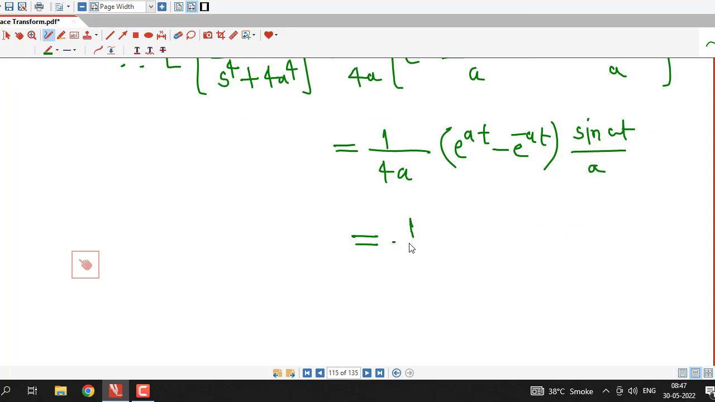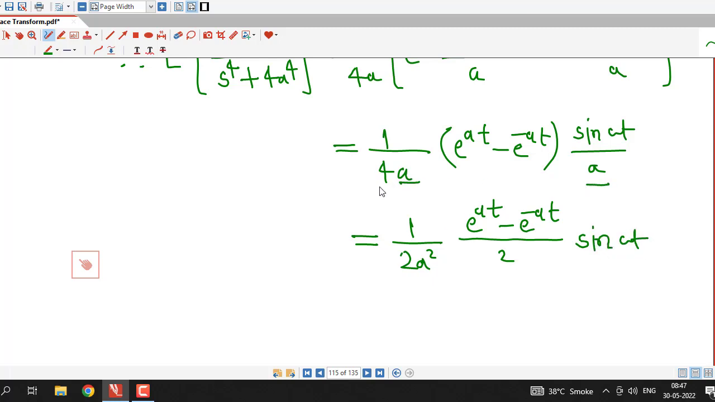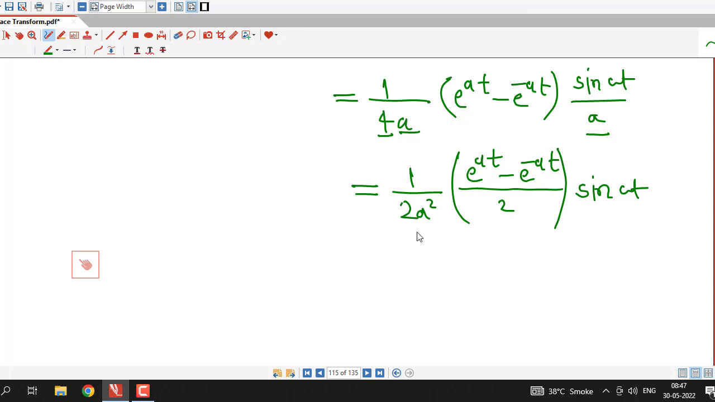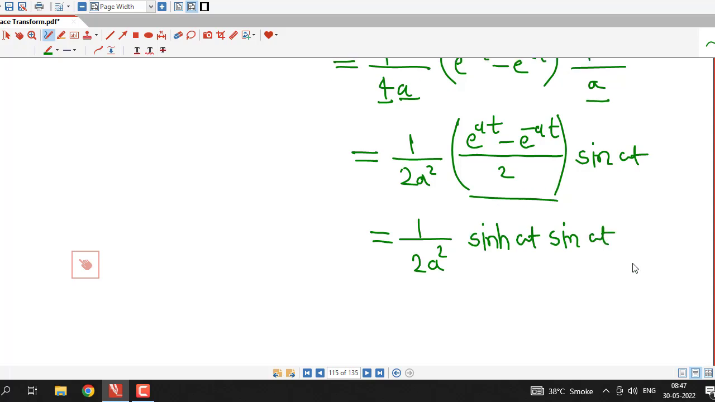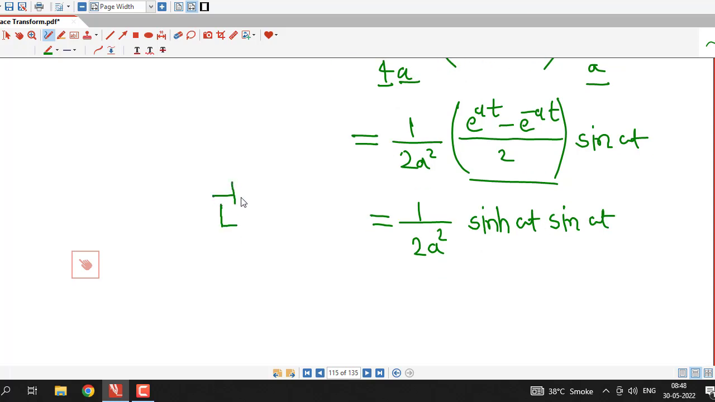Now this I can rewrite as, I write 4 as 2 into 2, and I combine this a, and I split 4 as 2 into 2. That 2 I am writing in the denominator of this, so that I can convert this in terms of a hyperbolic function. This is nothing but sinh at into sin at. So this is the required inverse Laplace transform of the function s divided by s raised to 4 plus 4 times a raised to 4.